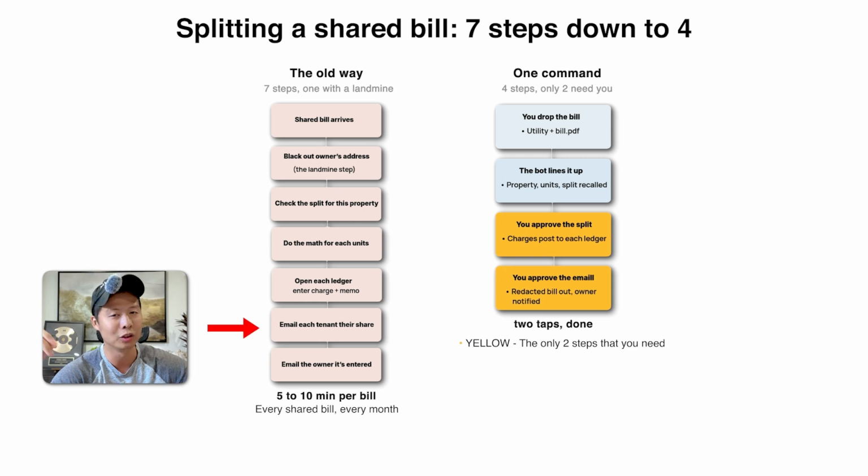And after that, we still need to prompt them, so we will email each tenant their share with the attachment of the utility bill. And then after all that is done, we notify the owner that, hey, it's done, and now we just need to go into the collection.